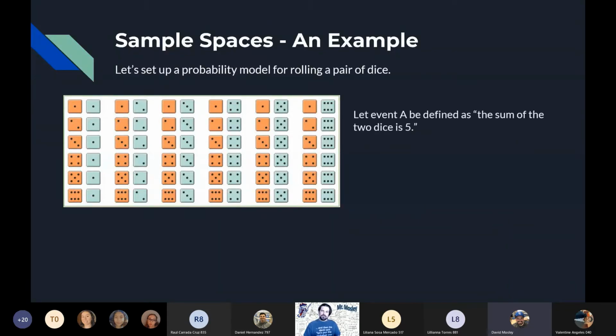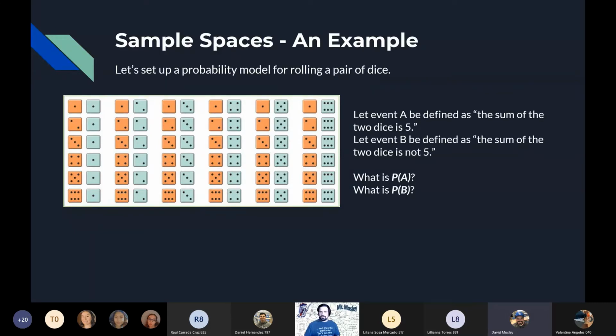Let's explore another example. Let event A be defined as the sum of the two dice is 5. Let event B be defined as the sum of the two dice is not 5. What is the probability of A? And what is the probability of B?